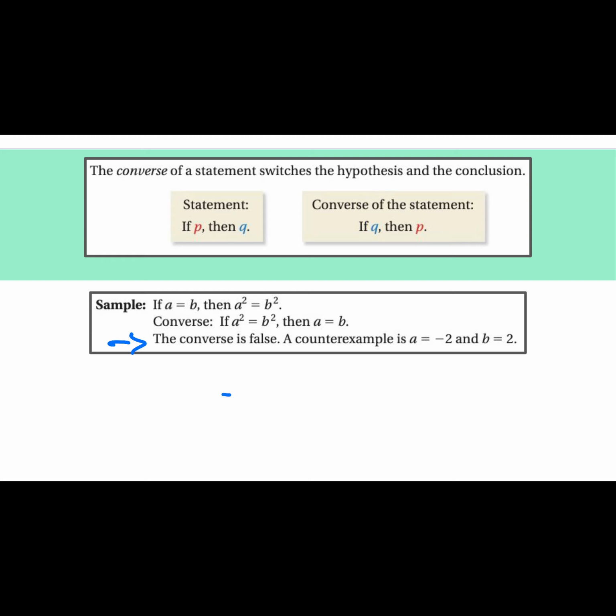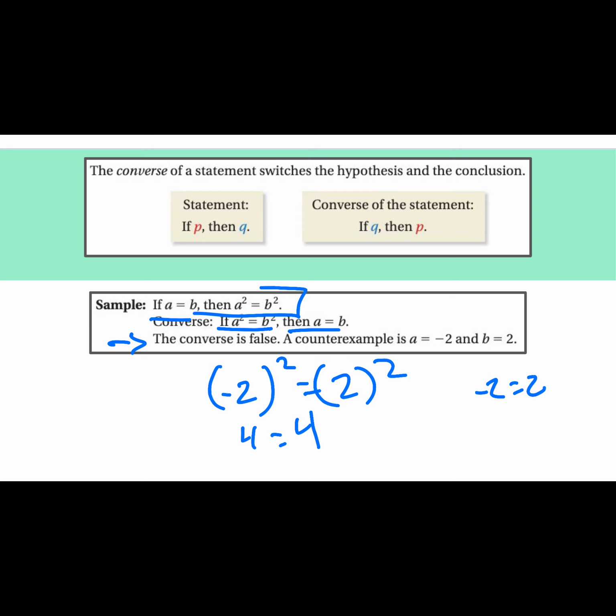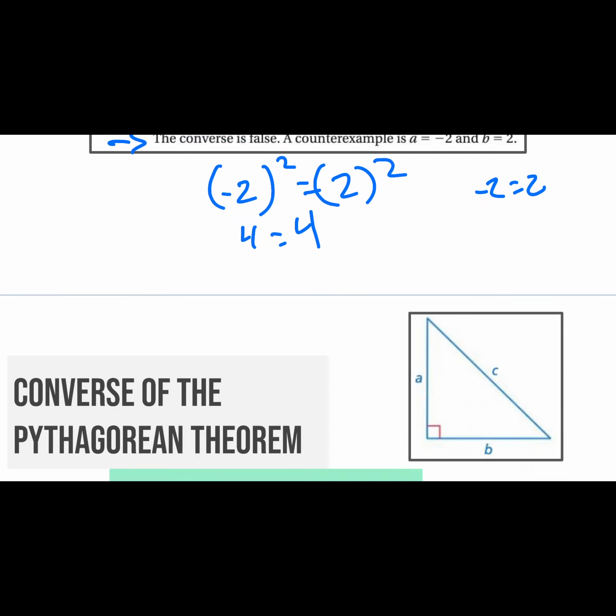If A is negative 2 and B is 2, when they are squared, they equal the same thing. So this is true. But then the second part of it, negative 2 is not equal to 2. So the converse is not true. But the original statement is true. So I don't want to get too far into is the converse true, is the converse not true. I just want you to have an idea of what the term converse means. It's switching around our hypothesis and conclusion, or switching orders of a statement.